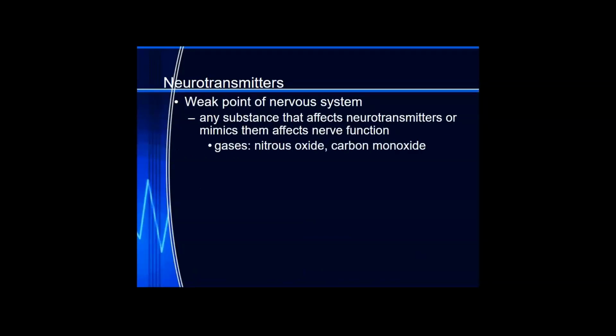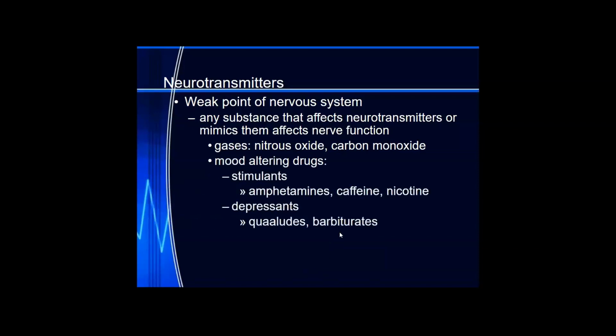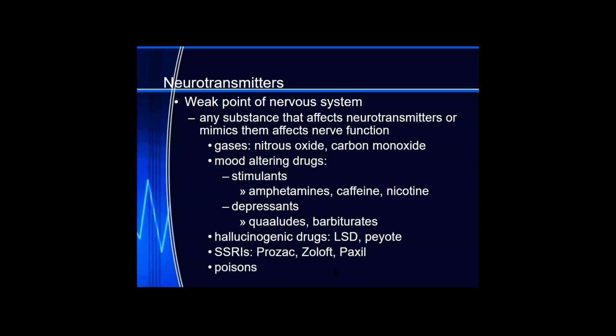These can be the weak point because we were just talking about how other chemicals might mimic the effect of that neurotransmitter. Nitrous oxide, carbon monoxide, some of the drugs that you take, stimulants, depressants. These all can stimulate or simulate other neurotransmitters. Hallucinogenic drugs. These are medicines that we might take that are taking the place of serotonin, for example. Other poisons, we talked about those with competitive inhibition where it stopped it.